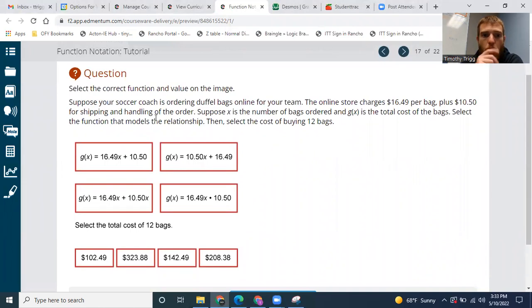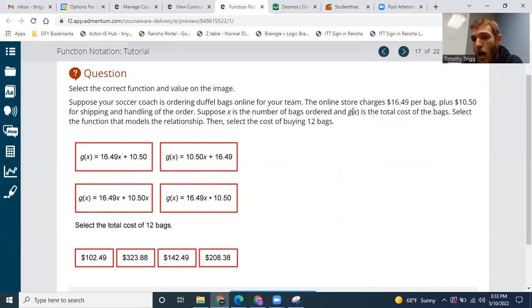Suppose your soccer coach is ordering duffel bags online for your team. The online store charges $16.49 per bag plus $10.50 for shipping and handling of the order. Suppose X is the number of bags ordered and G of X is the total cost of the bags. Select the function that models the relationship, then select the cost of buying 12 bags. So we're going to find the function G of X.